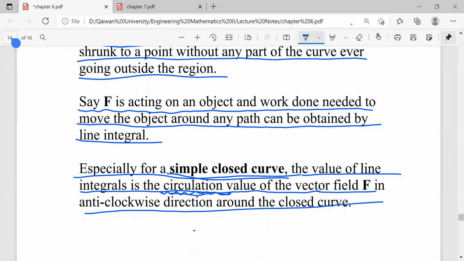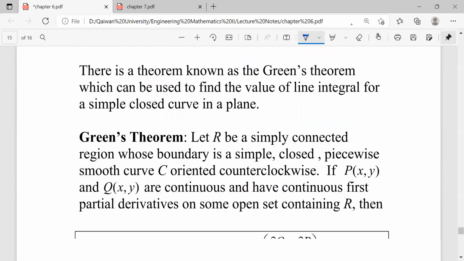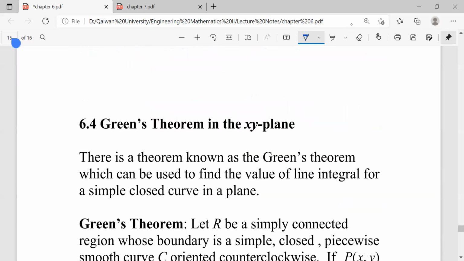Here we will take some more examples about this. We have Green's theorem, and then we have some more examples. Let's take a break for 10 minutes, then we'll continue.